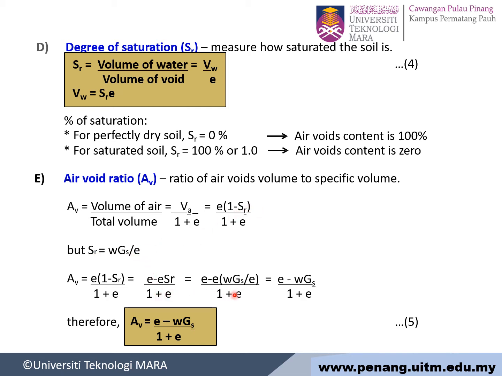So here, look at this: e minus e times wGs over e, over 1 plus e. So you will get the equation Av is equal to (e minus wGs) over (1 plus e).